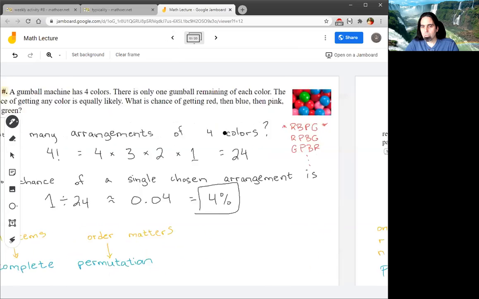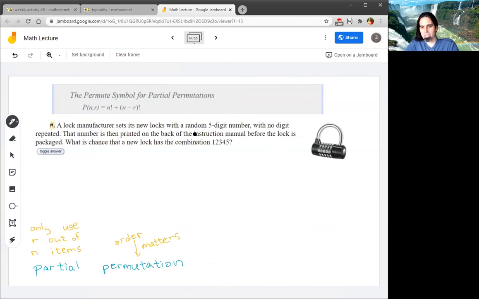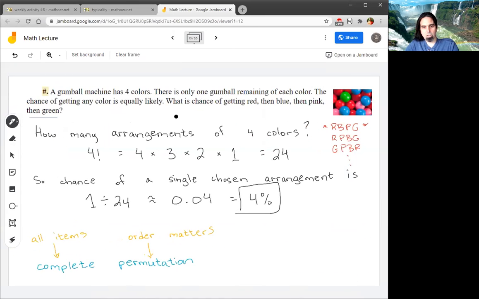And just like before, it doesn't matter whether I pick this arrangement or a different one. All I'm saying is what's the chance of getting one arrangement out of all of the possible ones? So first question, how many arrangements are there?